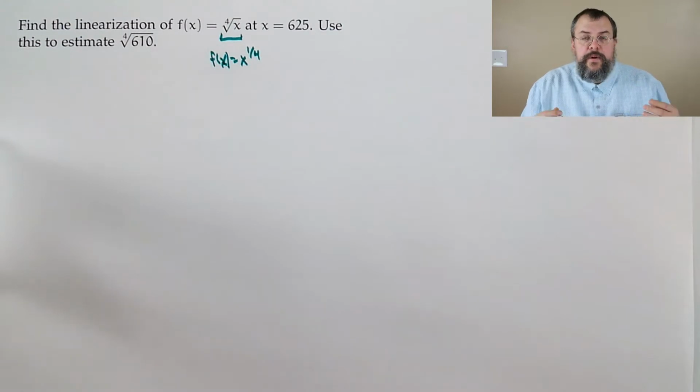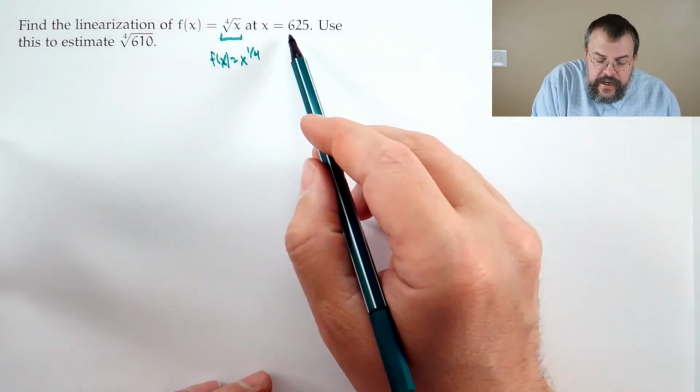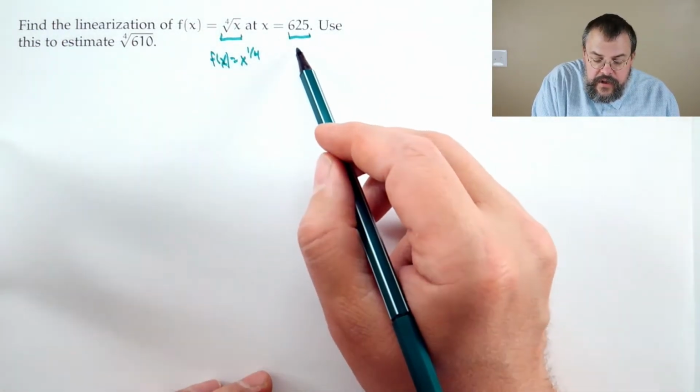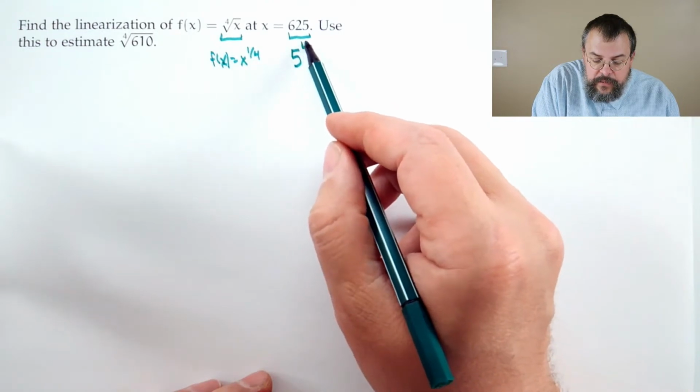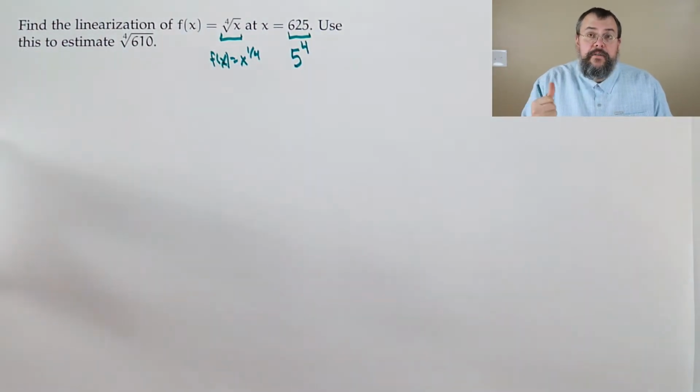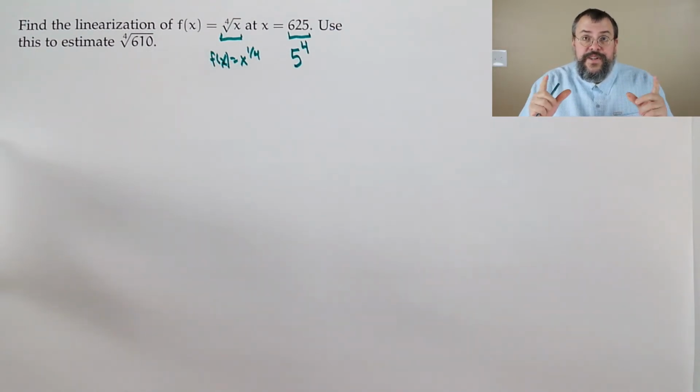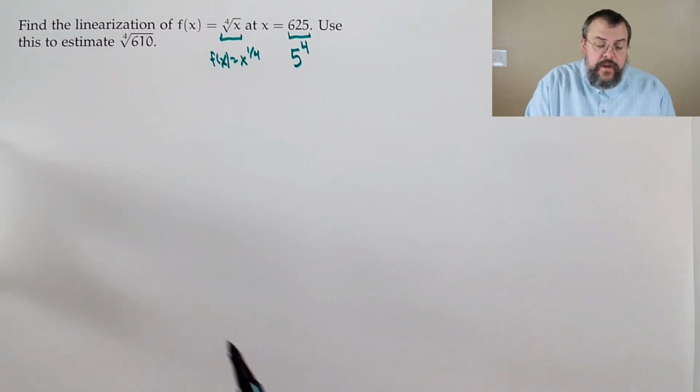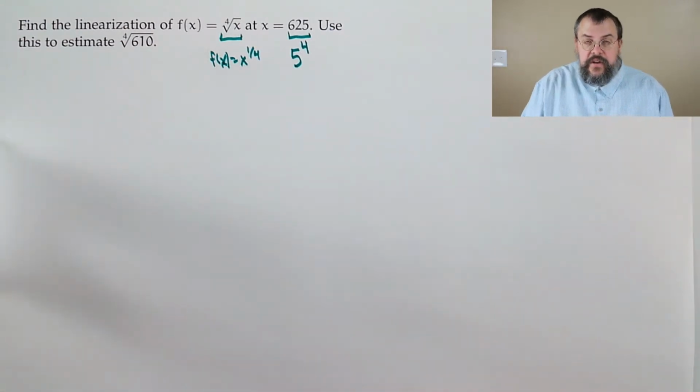Now you might think 625, what a random number. But actually 625 is not a random number. It factors in a nice way. See, 625 is really 5 to the 4th power. So if you were to multiply 5 times 5 times 5 times 5, the result would be 625. So that's the first sentence. The second sentence uses this to estimate the fourth root of 610.